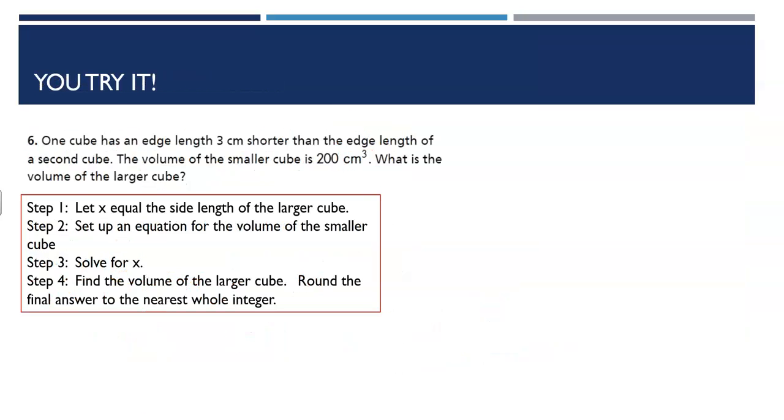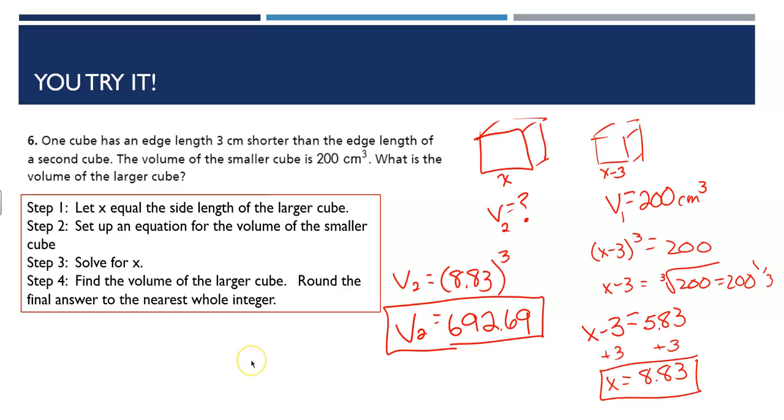Here's one for you to try, and it's similar to the one we just did. I gave you some steps to follow. So try that one and come back and let's see how we're doing. Pictures, because pictures always help me. And I drew 2 cubes and one smaller than the other one. And in fact, it said it was 3 centimeters smaller. So I called this one x and this one x minus 3.